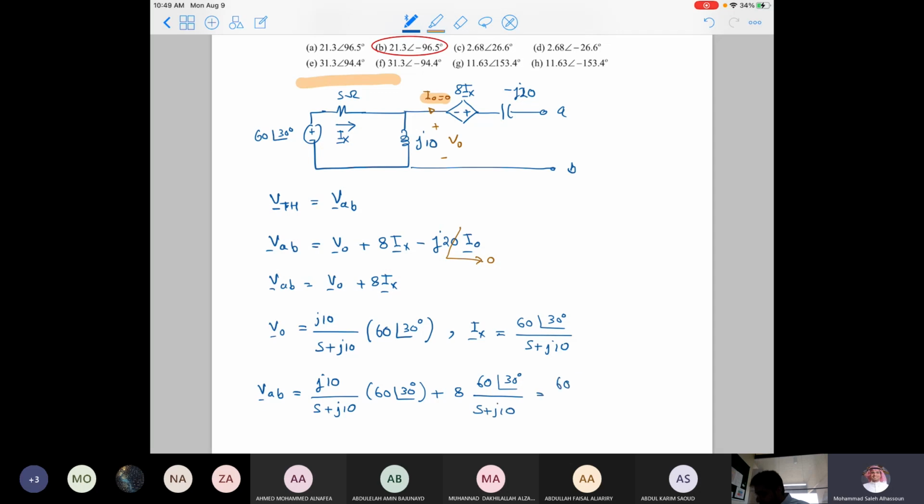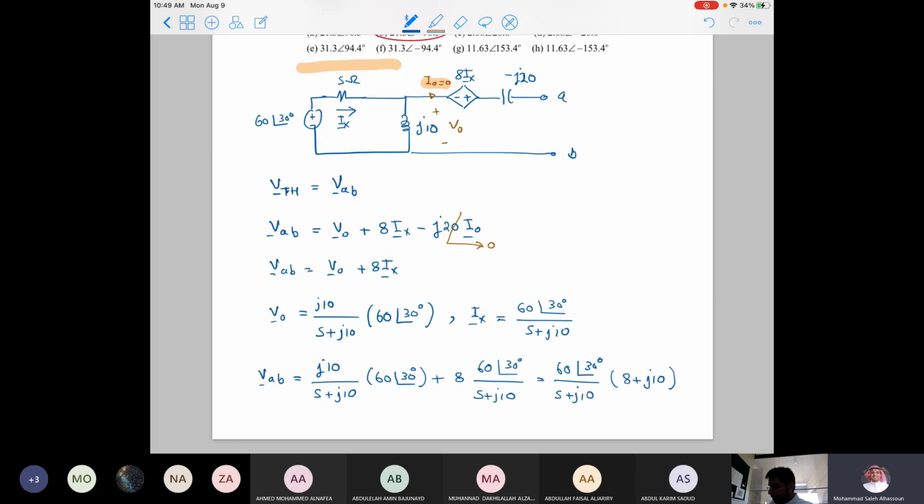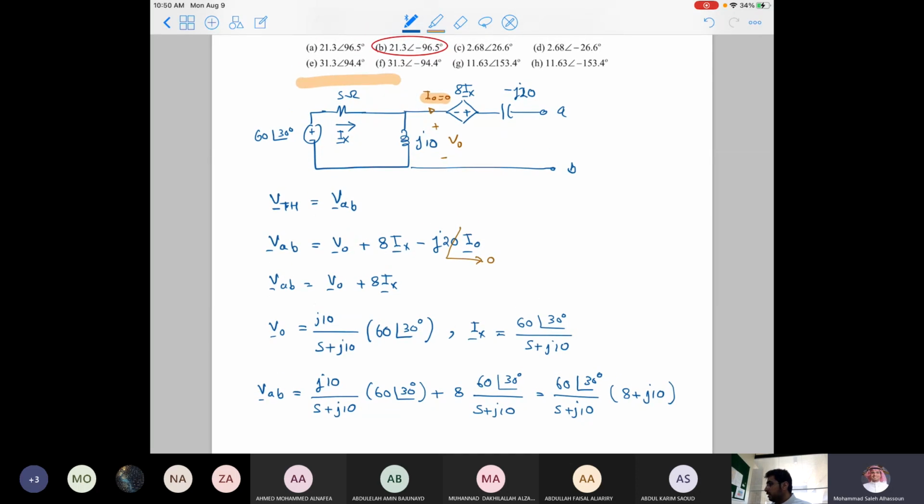So this implies that I will have (5 plus j10) times (8 plus j10). So this is the expression for the Thevenin voltage. And if I simplify it, I write everything in polar form and multiply. Again, I guess in most of your calculators you can mix and match, so you can perform this multiplication with some terms in polar, the other terms in rectangular form.